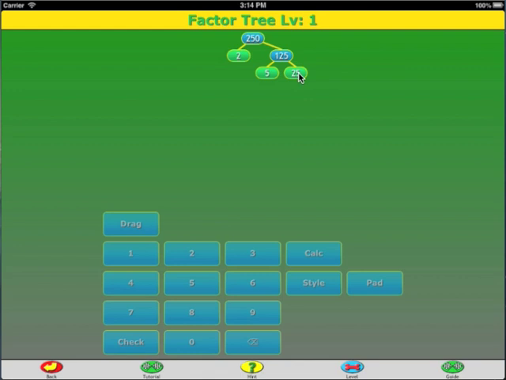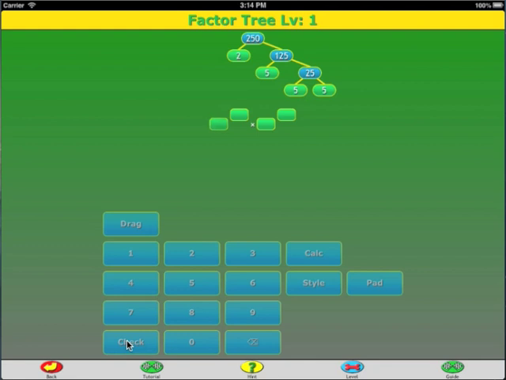25 is composite, so let's choose that node. 25 ends in 5, so it is divisible by 5. Let's enter 5. The factor tree is now complete.